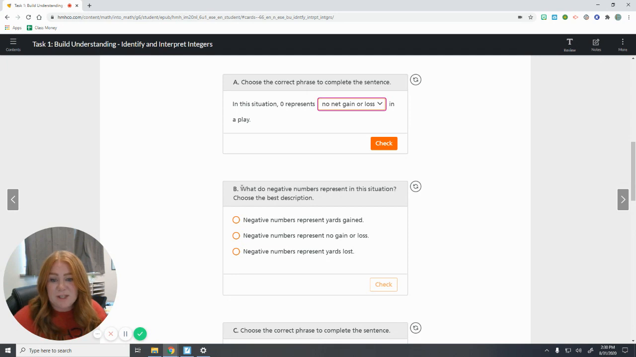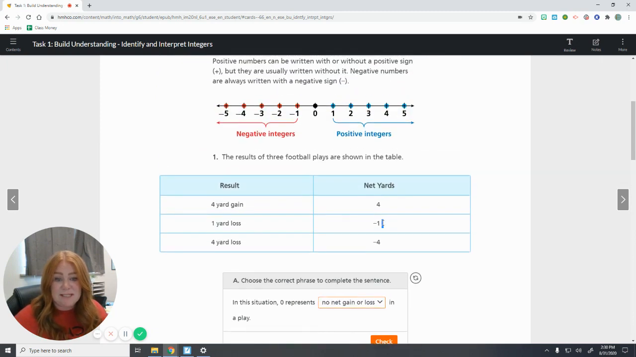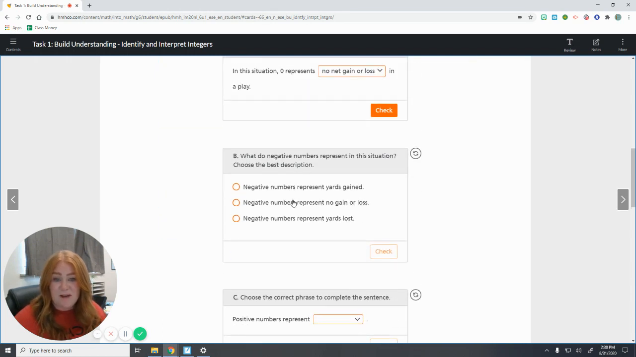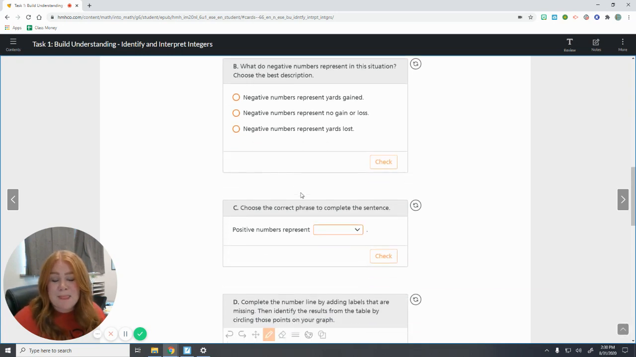So our next question asks, what do negative numbers represent in this situation? So think about these negative numbers here. They lost 1 yard and they lost 4 yards here on negative, and see if you can find. When we have negative numbers, what is that representing? That yards were gained, that nothing happened, or that yards were lost? Think about which represents negative numbers.